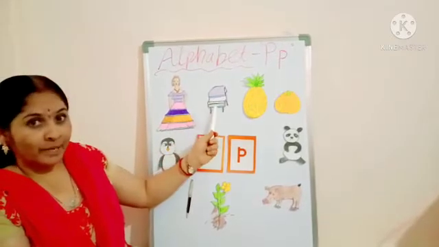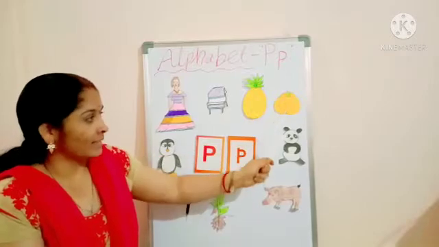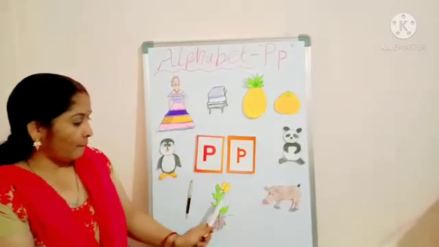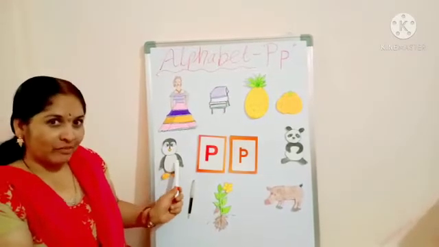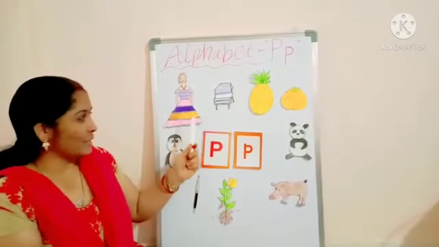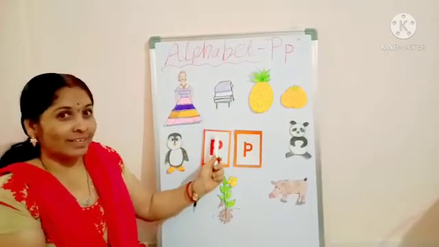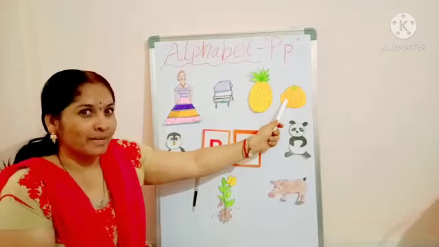Princess, piano, pineapple, pumpkin, panda, pig, plant, pen, penguin. P for princess. P for piano. P for pineapple. P for pumpkin.